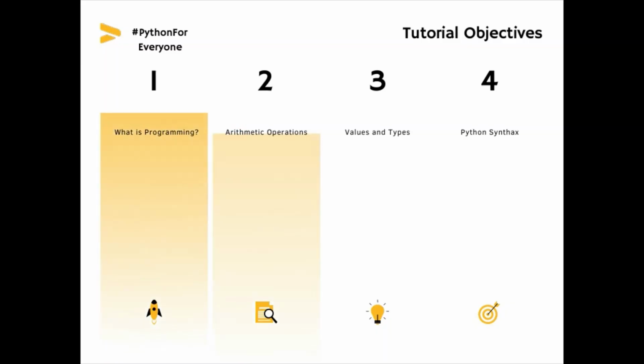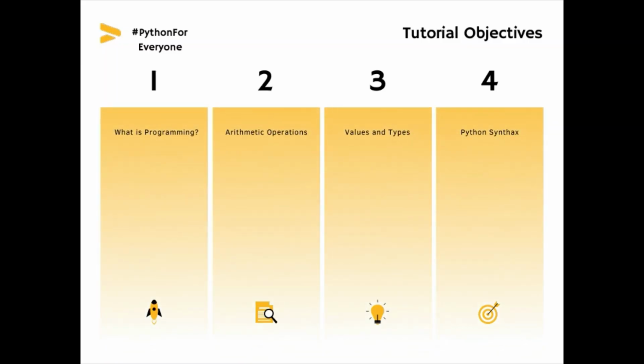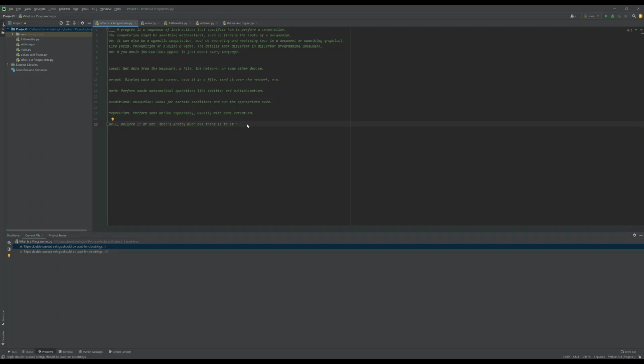A program is a sequence of instructions that specifies how to perform a computation. The computation might be something mathematical, such as finding the roots of a polynomial, but it can also be a symbolic computation, such as searching and replacing text in a document. It may also be something graphical, like facial recognition or playing a video. The details look different in different programming languages, but a few basic instructions appear in just about every language.